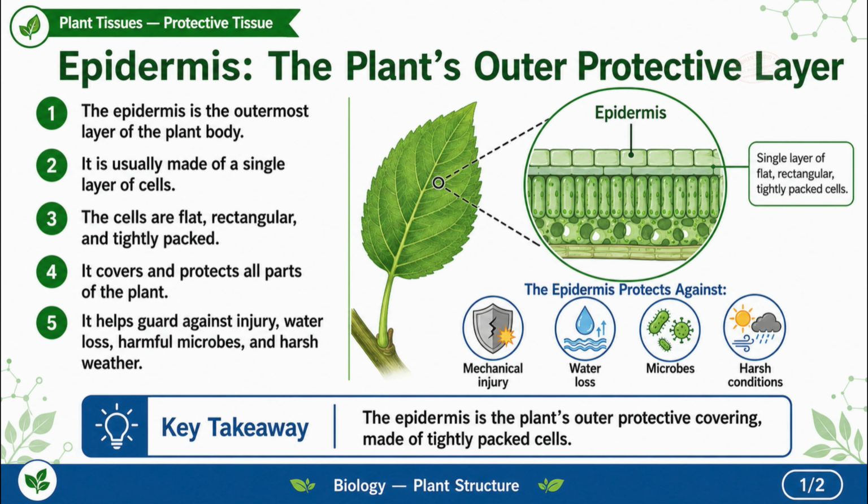Explanation. The epidermis is the outermost layer of the plant, usually a single layer of flat, rectangular, tightly packed cells. Like our skin, it covers the whole plant and protects it from mechanical injury, water loss, harmful microbes, and harsh weather.